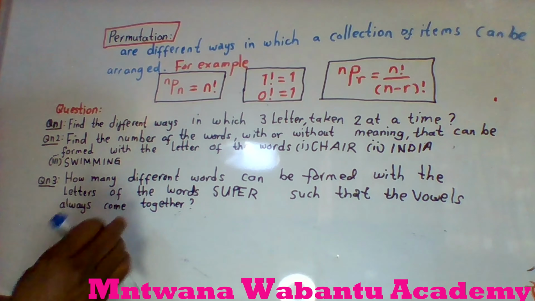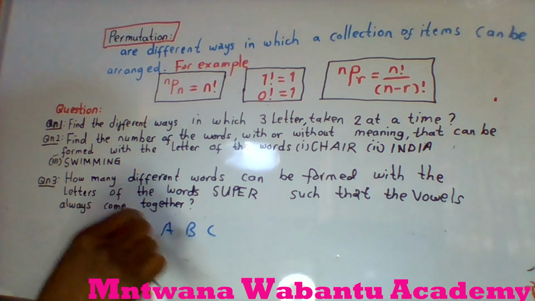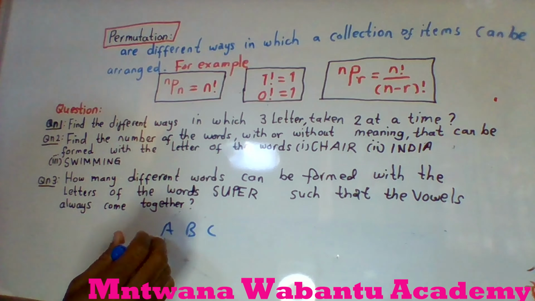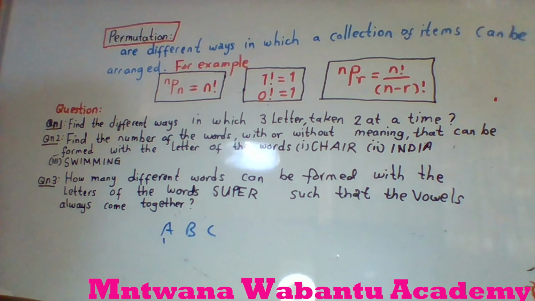It means you have 3 letters and you want to take 2. Maybe you have A, B, C. We take 2, or I could say these 2, the first and last one, or the second and the last one, or the first and second. So we want to see how many different ways. Since this is about arrangements, how many different ways, of course I'm going to have to use permutation.